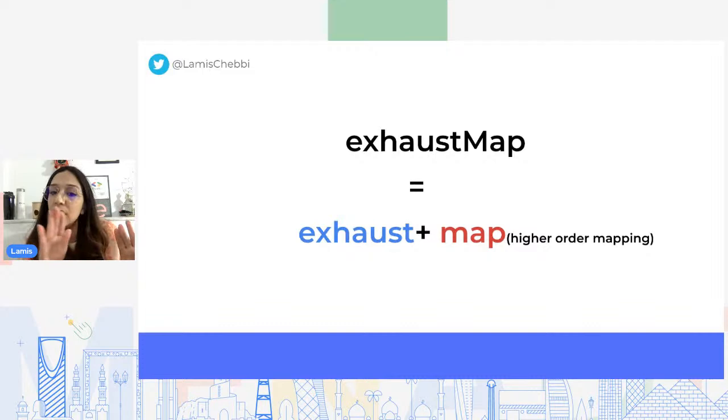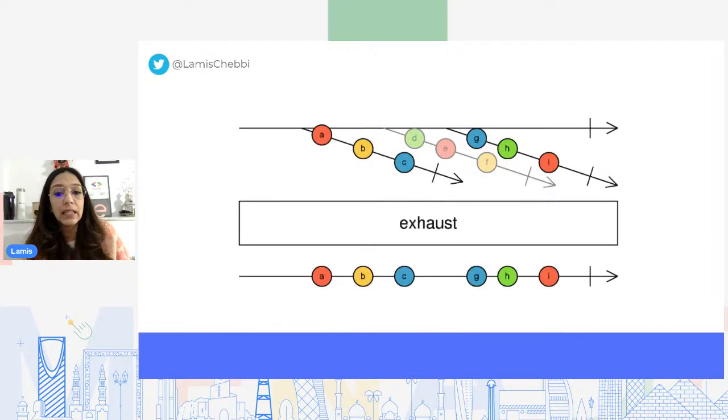It's the exhaust map, which is again the combination of the exhaust plus map operator. For the exhaust map, it's very close to the switch, but with a small difference. So here, consider we have three observables. The exhaust will start with the first one that emitted a value. So we will start with it.